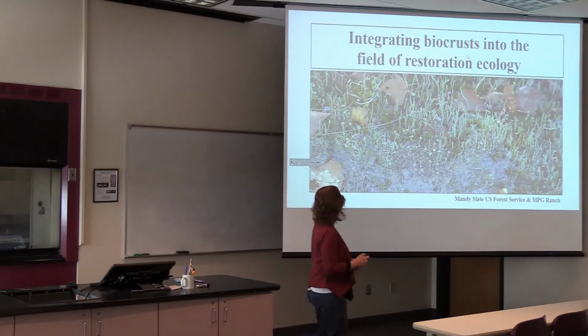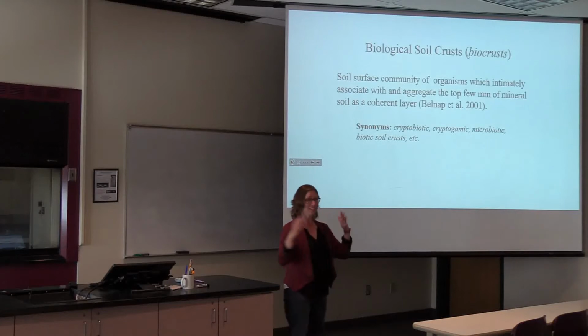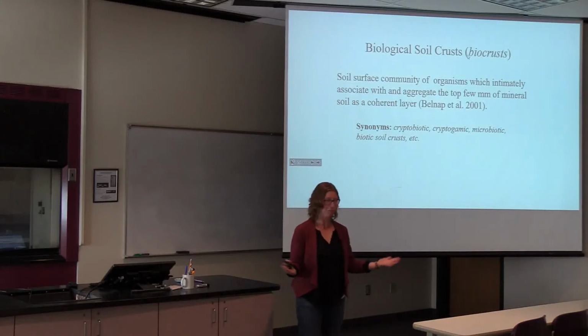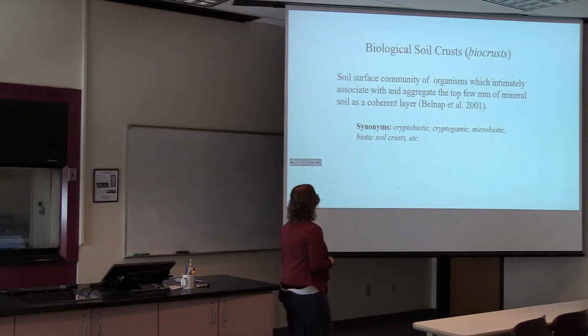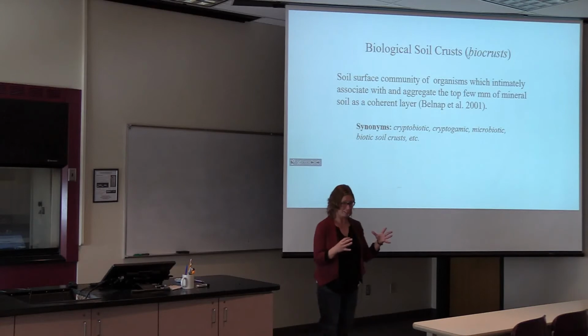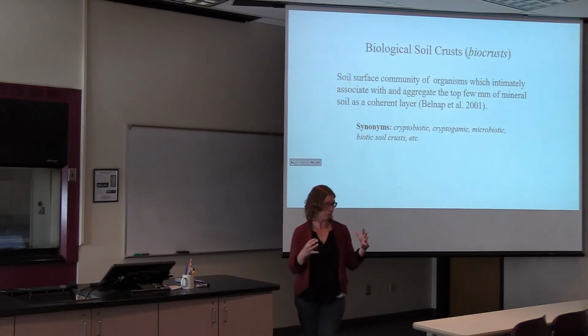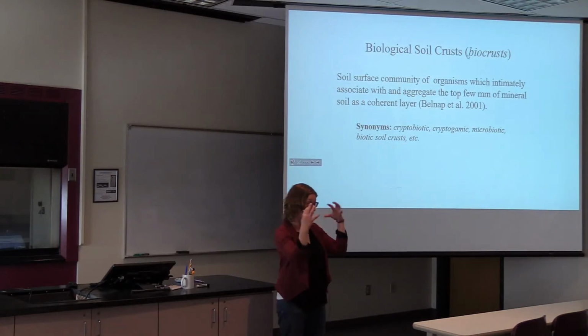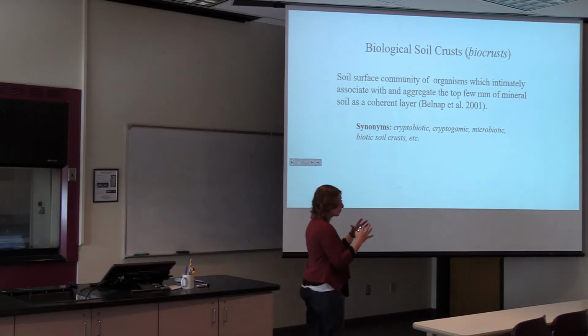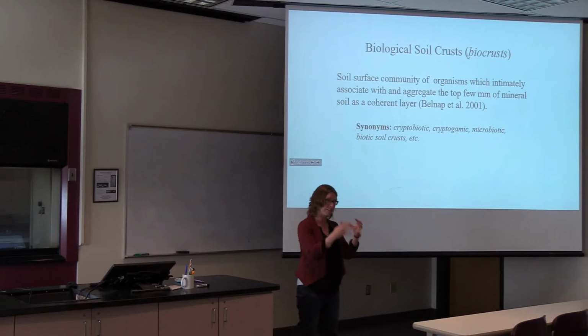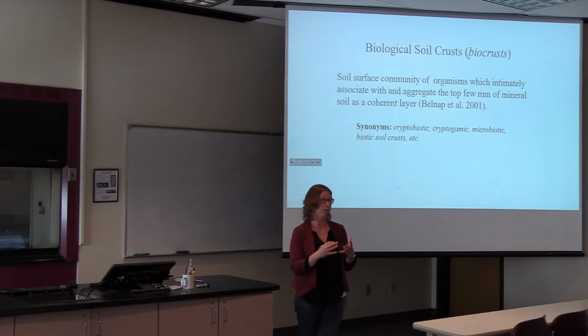So what are biocrusts? Biocrust is the abbreviated term for the long name biological soil crust. It's the hip way to say it, you guys. And so biocrusts are soil surface organisms that intimately associate. So a group of organisms that are living very closely together and associating on the soil surface, and they aggregate the top few millimeters of soil into a coherent layer.